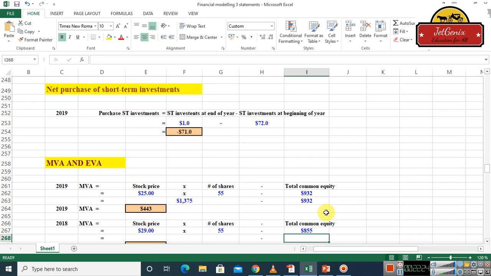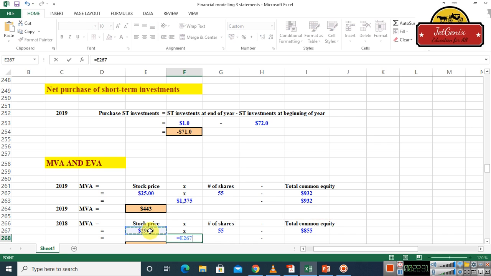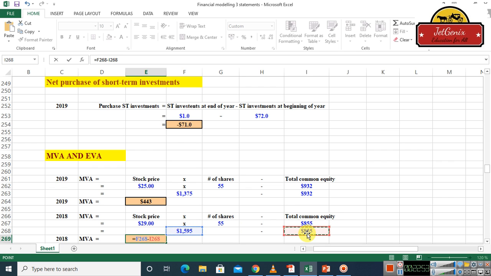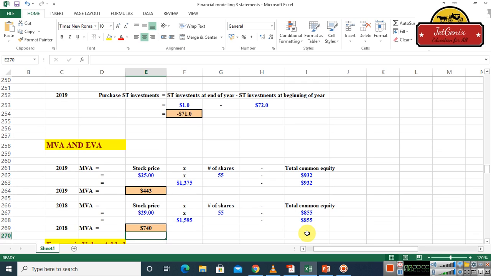Press enter. Now in this cell I'm going to multiply this one by this one, because we have to multiply these two figures. Press enter, and this one again is equal to this. Here you go. Now the MVA for 2018 can be calculated by selecting this figure minus this one. Press enter. So the MVA for 2018 is $740 million.